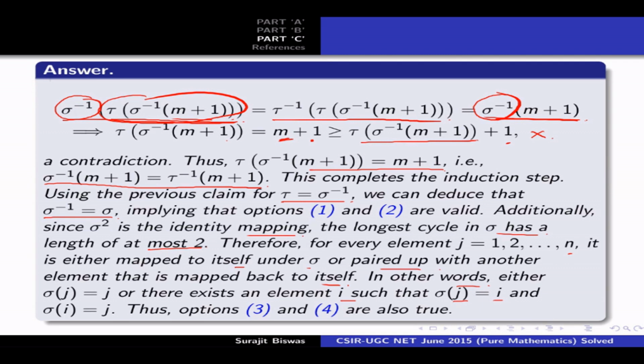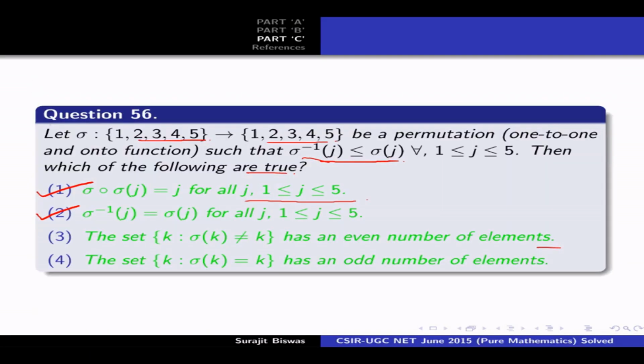Thus, because of this pairing, the number of k with sigma k not equal to k would be an even number. Because 5 is odd, this is true, and sigma k equal to k would be 5 minus this even number, so that would be an odd number. So this option is correct also.